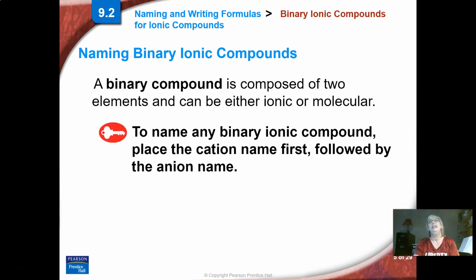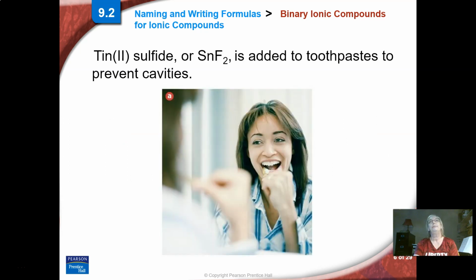So we just name the cation itself, just its regular name, and then we follow with the anion. So positive always comes first, then negative. It's the left side of the periodic table, then the right side. So like tin fluoride is used in toothpaste. It should be tin fluoride, sorry about that. Tin fluoride is used in toothpaste to prevent cavities.